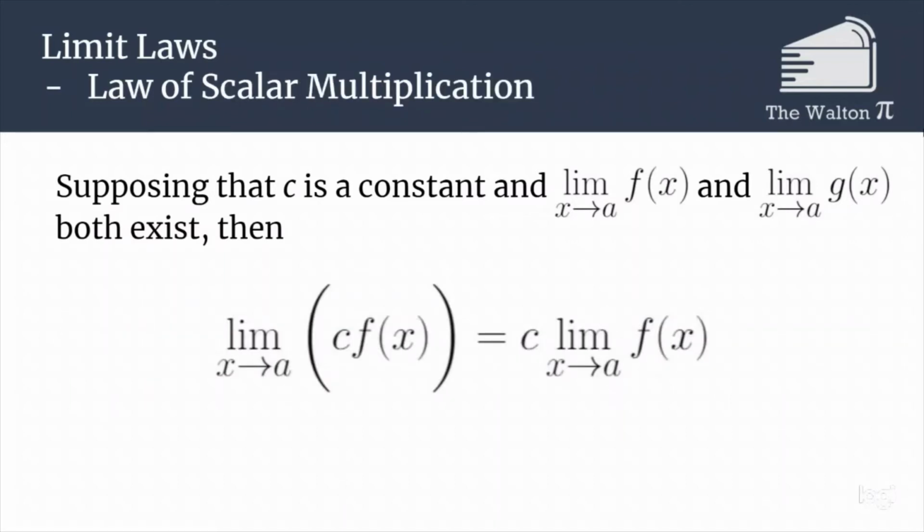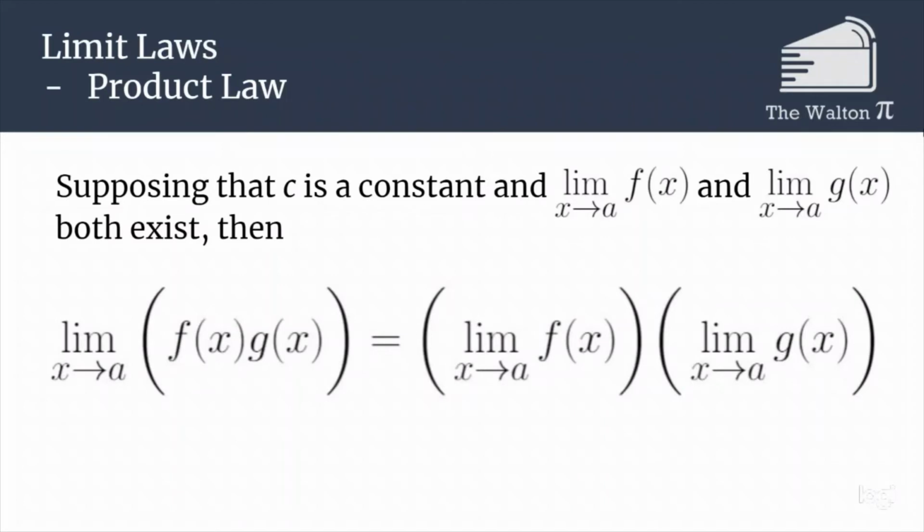Another one is scalar multiplication. If we have a function multiplied by some constant, then the limit as x approaches a of a constant times a function is the same thing as the constant times the limit of the function.